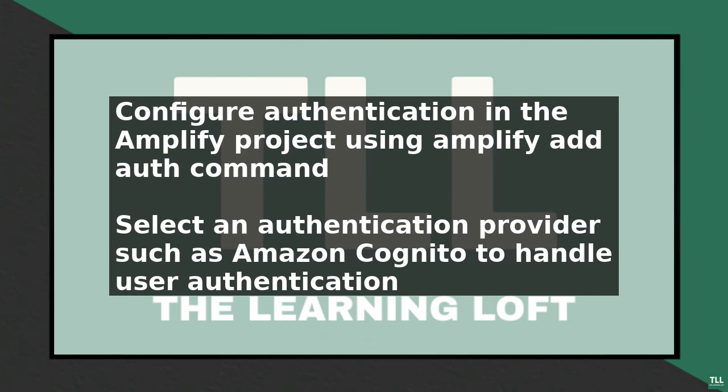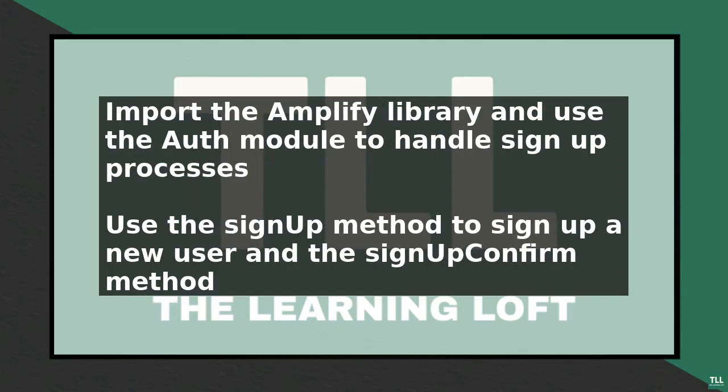Once you have configured authentication, you can implement sign-up flows in your application. To do this, you need to import the Amplify library and use the auth module to handle sign-up. You can use the sign-up method to sign up a new user, and the sign-up confirm method to confirm the user's email address. For example, you can use the following code to sign up a new user.